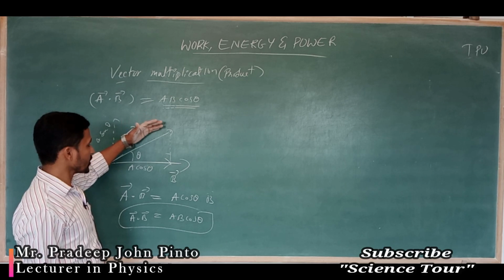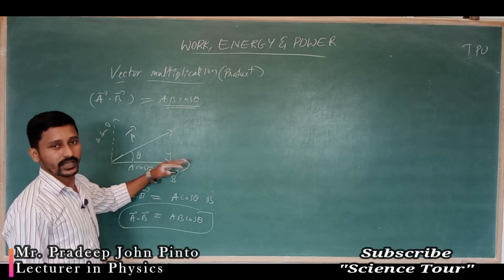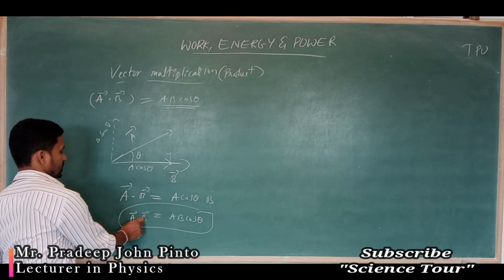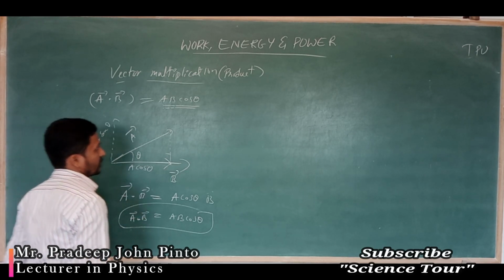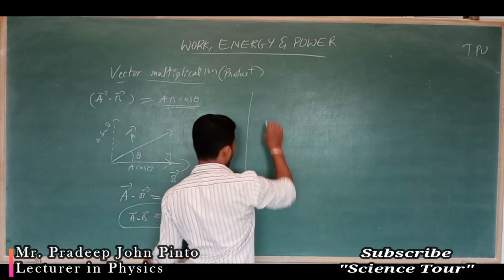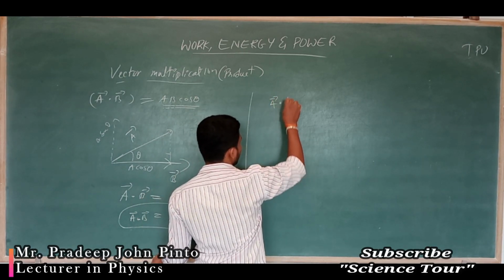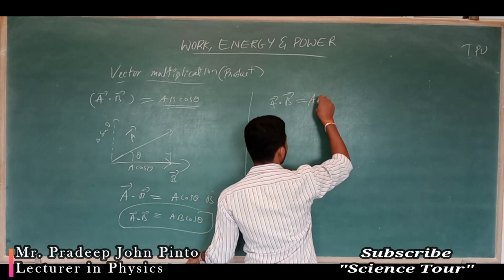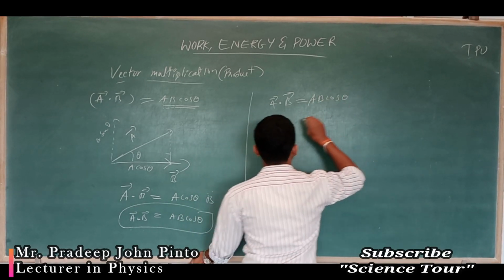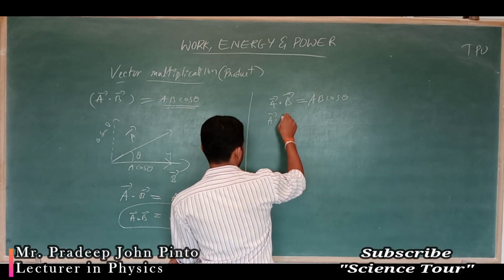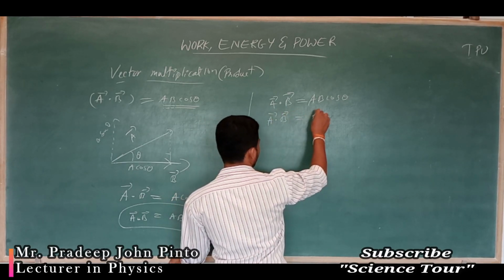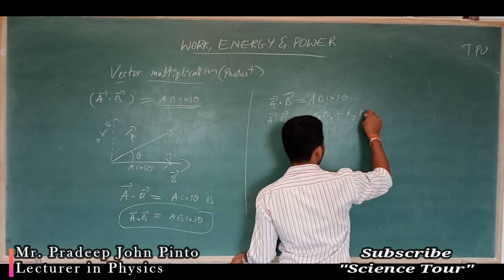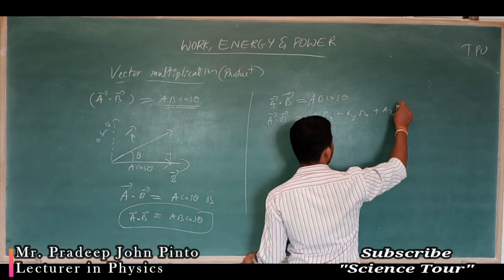So what is the contribution of A vector to the displacement? That is what it says. So A dot B is nothing but AB cos theta. So we have got two definitions. A dot B, we have to write because it is a dot product. Now, AB cos theta, and another way we can write A dot B is equal to Ax Bx plus Ay By plus Az Bz.